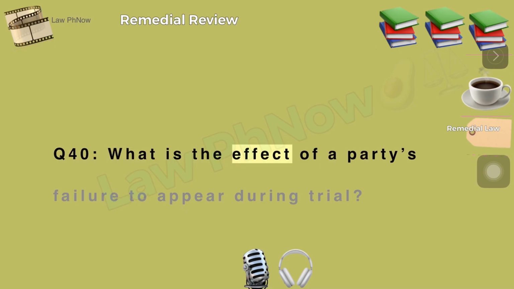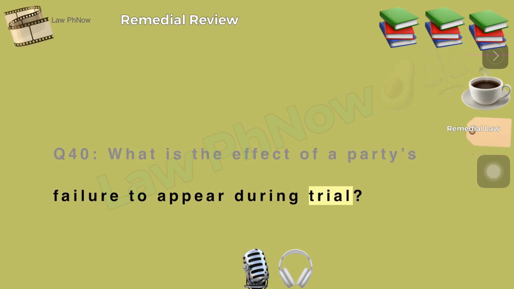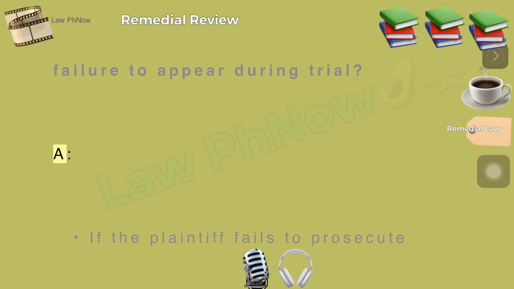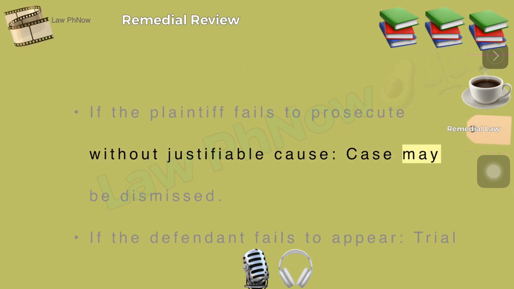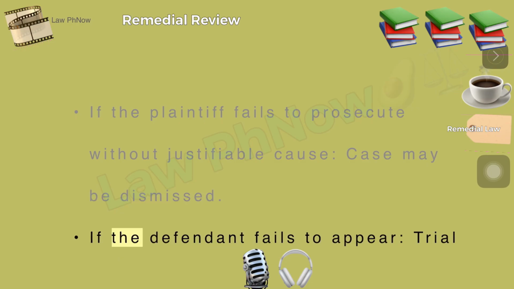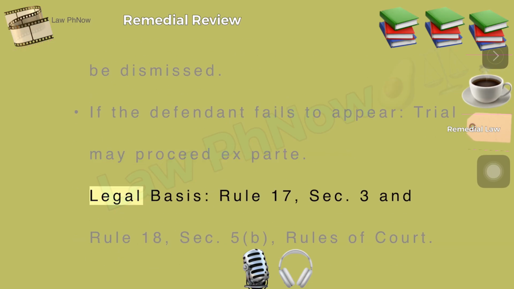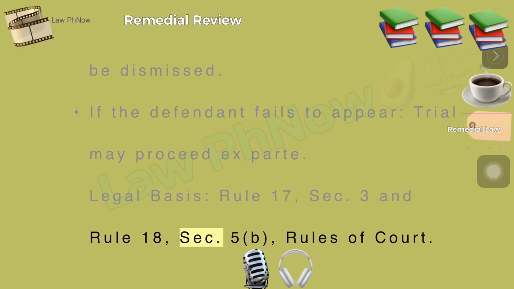Q40. What is the effect of a party's failure to appear during trial? A. If the plaintiff fails to prosecute without justifiable cause, the case may be dismissed. If the defendant fails to appear, trial may proceed ex parte. Legal basis: Rule 17, Section 3 and Rule 18, Section 5(b), Rules of Court.